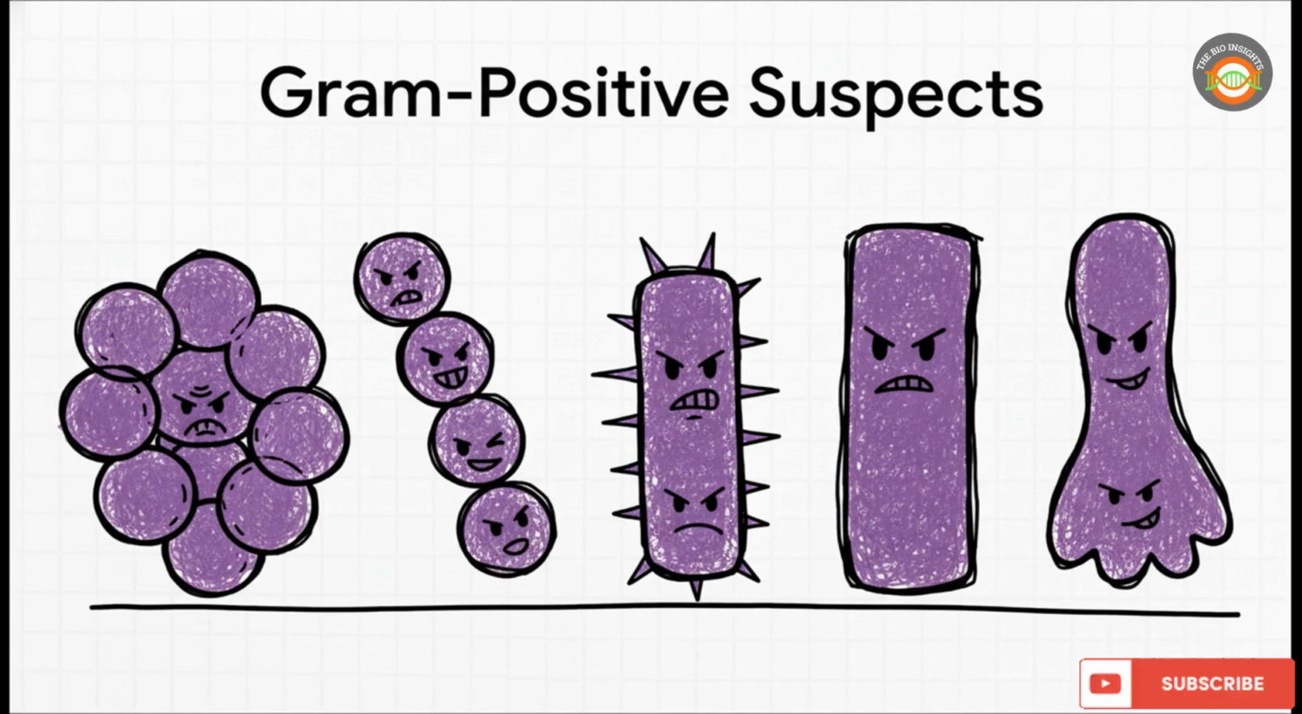They include heavy hitters like Staphylococcus and Streptococcus, which is responsible for common ailments like strep throat. But it also includes incredibly dangerous pathogens from the Clostridium family, responsible for severe diseases like tetanus and botulism, as well as the Bacillus family, which actually includes anthrax.